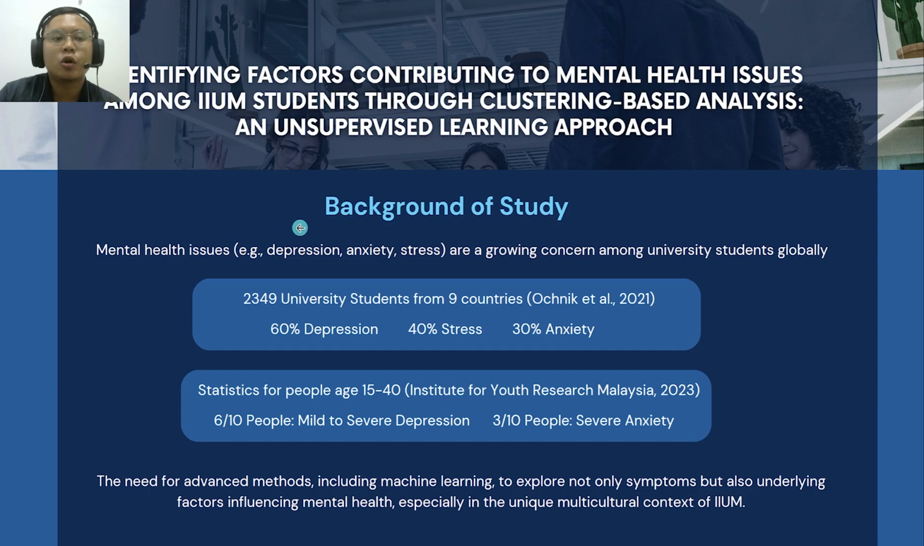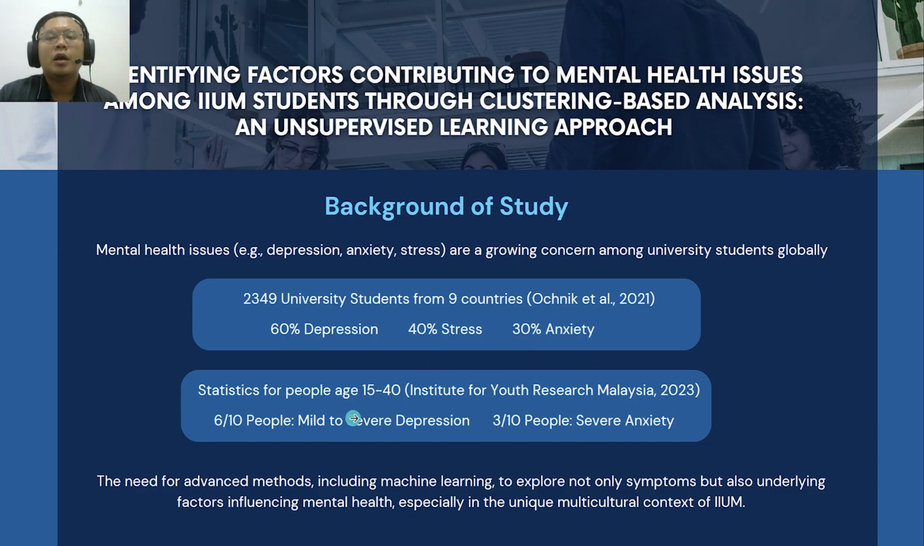It is about the growing trend of mental health issues, especially depression, anxiety, and stress, among university students globally. If we look at the study by Ochnik in 2021, of 2,349 students from 9 different universities in 9 countries, 60% of them are experiencing depression, 40% are experiencing stress, and 30% are experiencing anxiety.